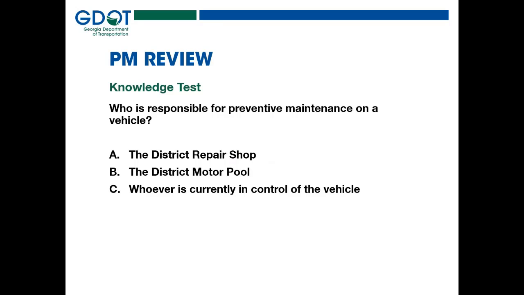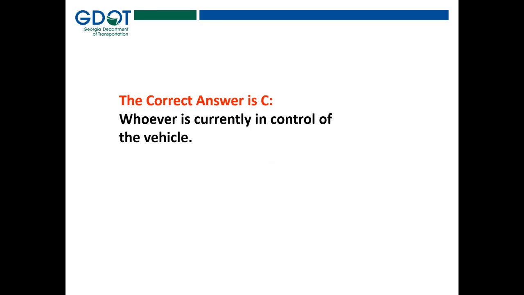PM review. Let's test your knowledge. Who is responsible for preventative maintenance on a vehicle? A, the district repair shop, B, the district motor pool, or C, whoever is currently in control of the vehicle. The correct answer is C, whoever is currently in control of the vehicle.